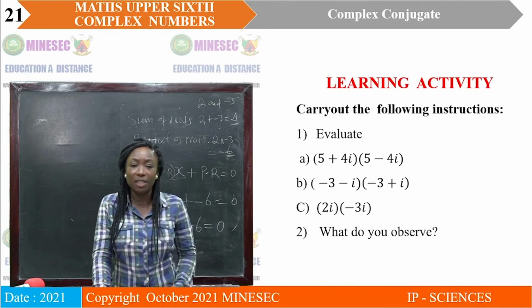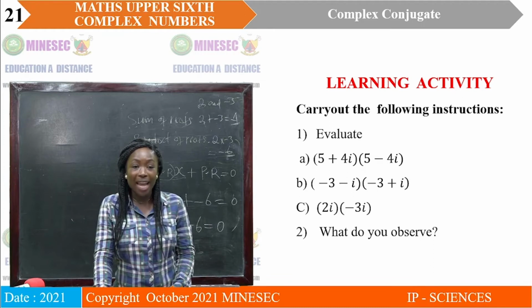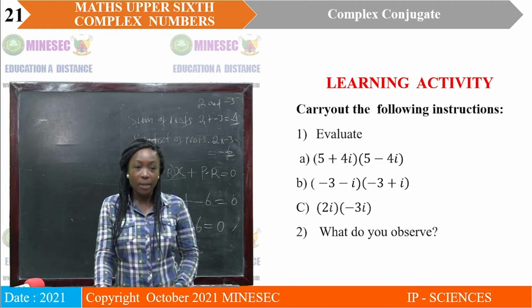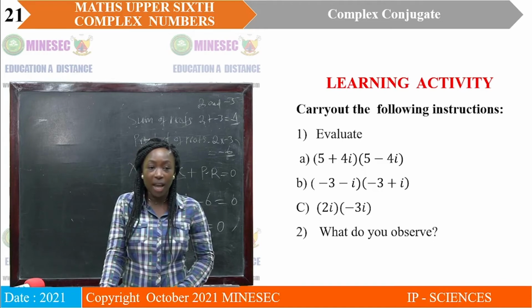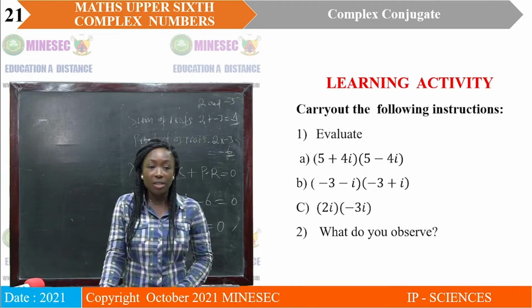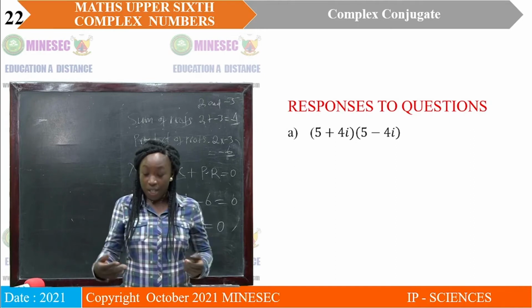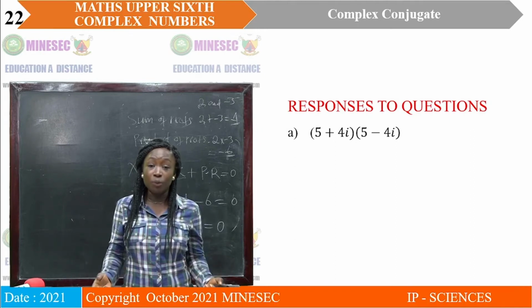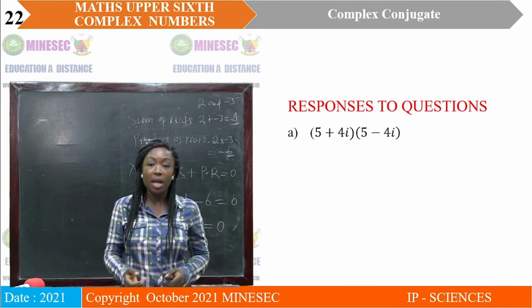Let us have this activity. Evaluate A, 5 plus 4i times 5 minus 4i. B, negative 3 minus i times negative 3 plus i. C, 2i times negative 3i. And the last stage says, what do you observe? The first stage, we do the normal multiplication of binomial expression by a binomial expression.